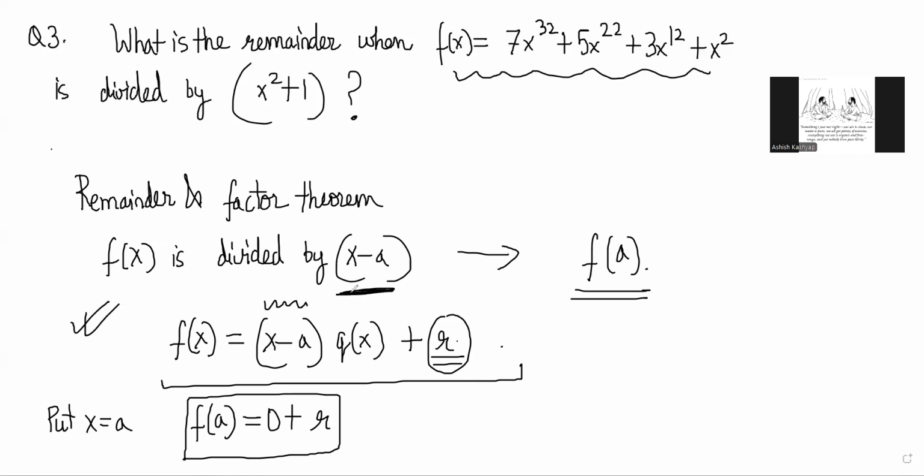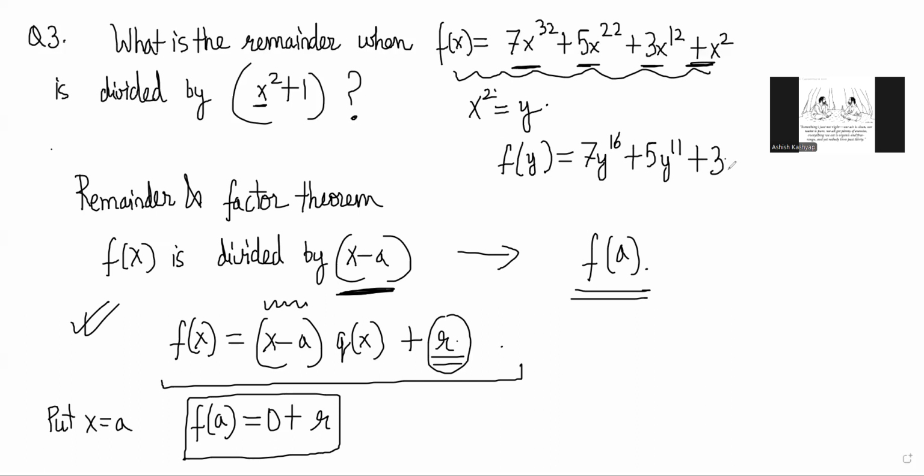So what we will do is we'll try to use this result, but I need a factor like x minus a to do that. Here the factor is x square. So that is a little annoying. What we can do is change the function itself because all the powers are even. So I can take x square as my y and write the function as f of y. F of y is 7 y power 16 plus 5 y power 11 plus 3 y power 6 plus y, right? And it has to be divided by what? Divided by y plus 1, right?